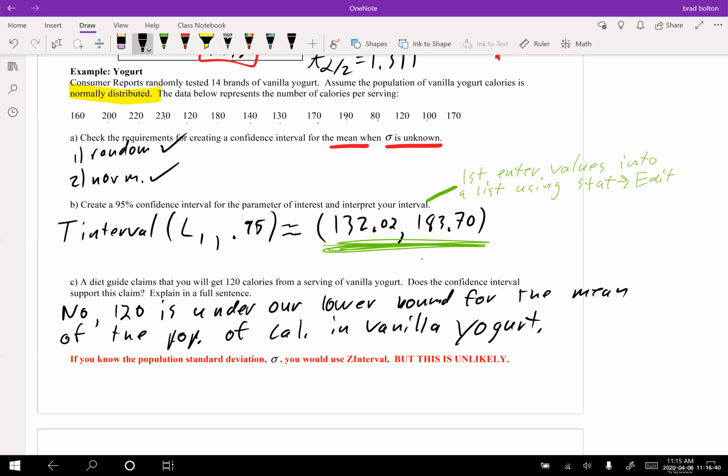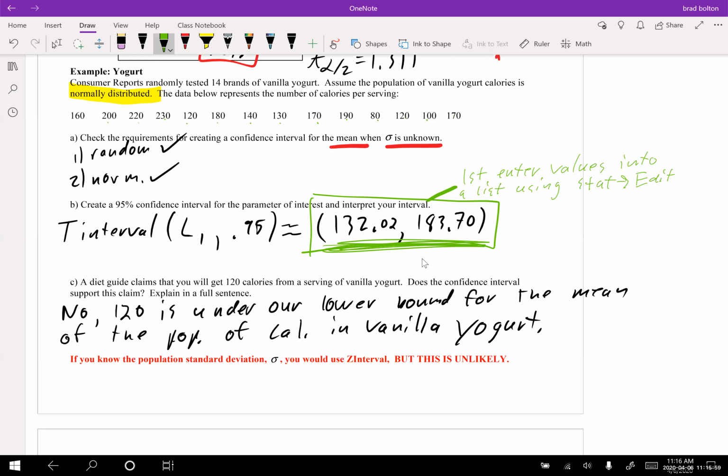Because again, you guys, it's very important you understand. We don't know for sure what it is either. We don't know the mean amount of calories for the population either. But what we know is that we're 95% confident it's somewhere in our window of 132 to 183. Okay, does that make sense to everybody, I hope?